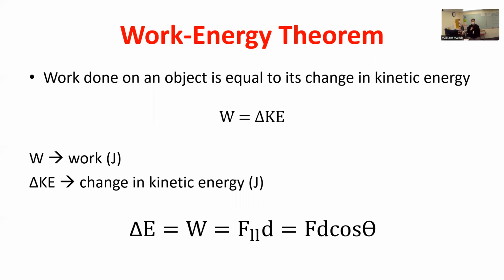So that's what those two little lines are supposed to be representing. And because the force won't always be parallel, it might be at some other angle, we can extend that by saying, well, that would just be force times d times cosine of the angle.